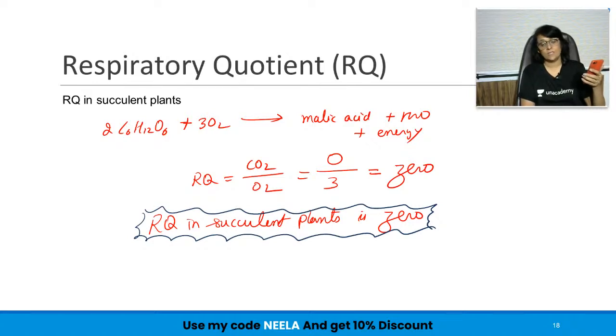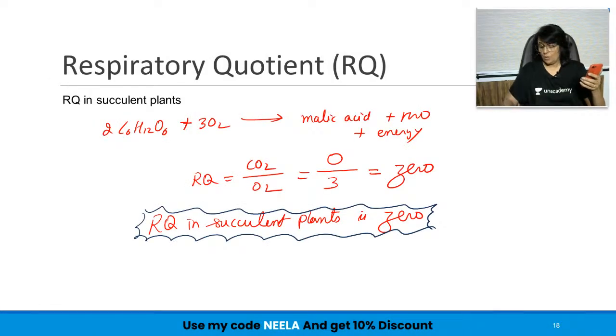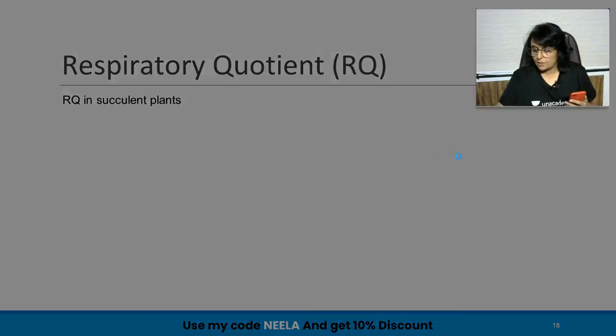And now in succulent plants. In succulent plants, there is a different reaction which takes place. So the RQ which we get is 0. Okay, now I'm coming to the question which is asked by Ayush, and I'm going to explain it here itself.